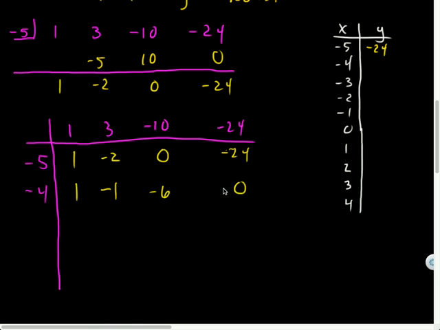So I get a remainder of 0. So that means that negative 4 is one of my roots. Right? That an x-intercept occurs at negative 4. Right? That's what that tells us.